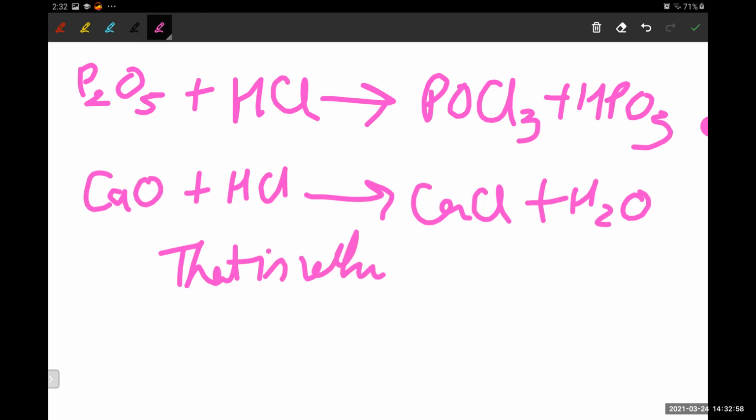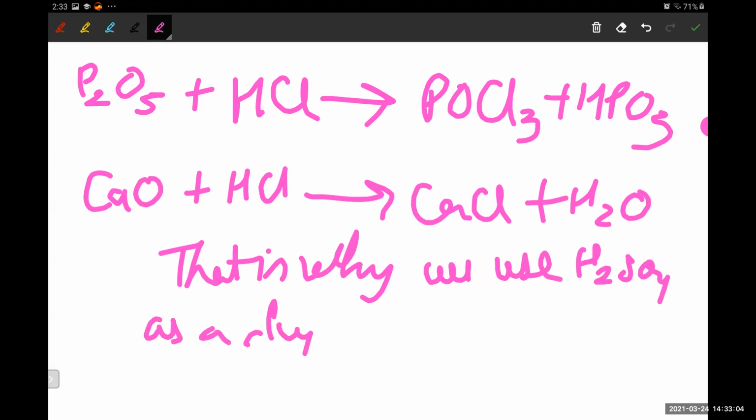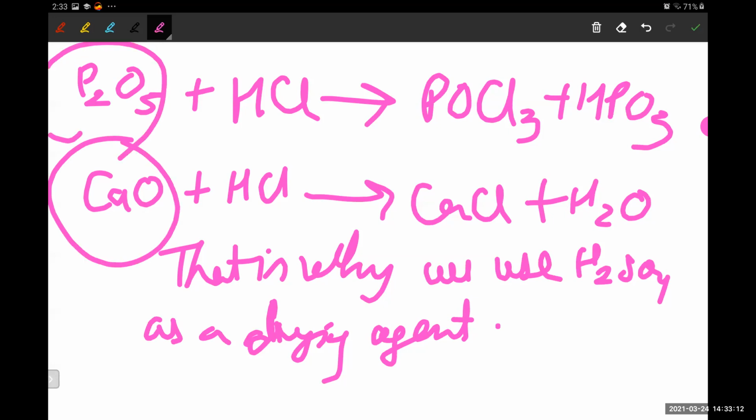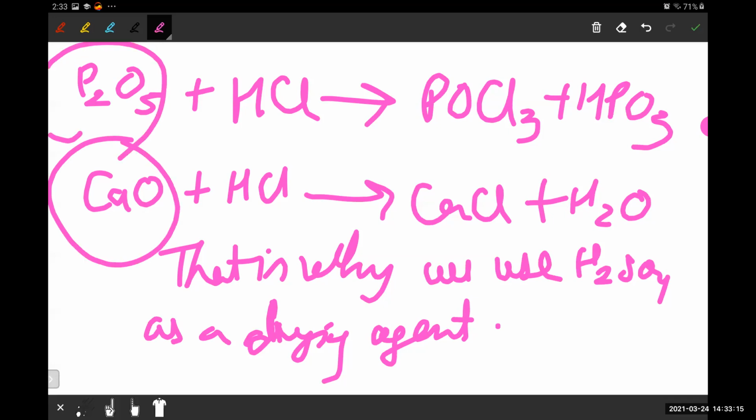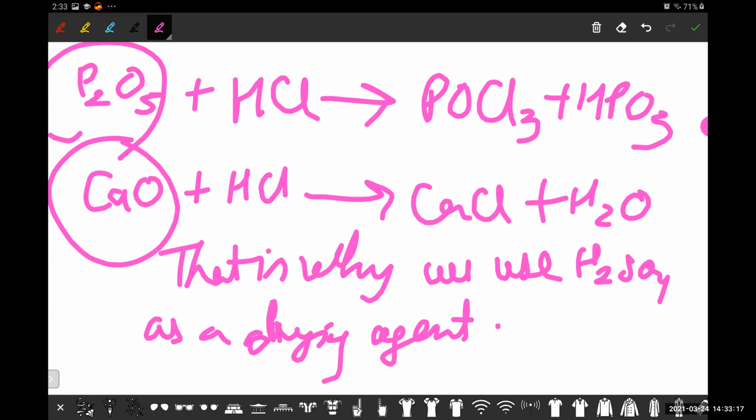So that is why we use H2SO4 as a drying agent. It's a very popular question. You will write that other dehydrating agents like phosphorus pentoxide and calcium oxide react with HCl to form different compounds. Now, to identify the gas, if it is HCl only, what happens?